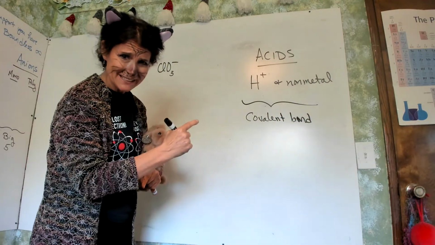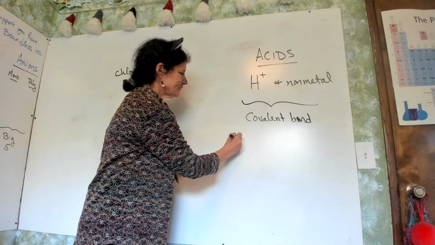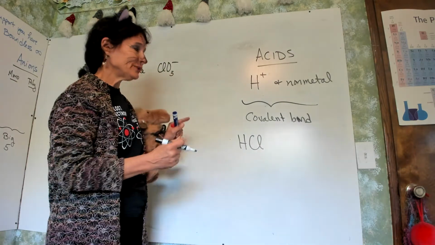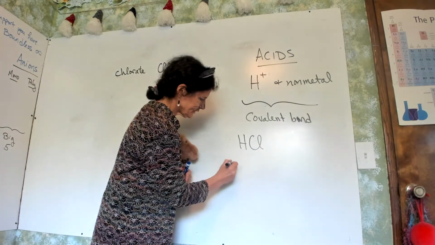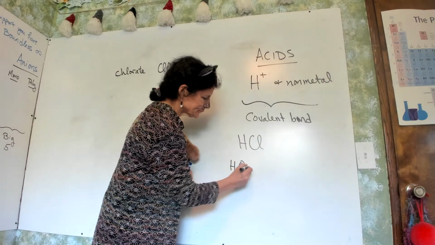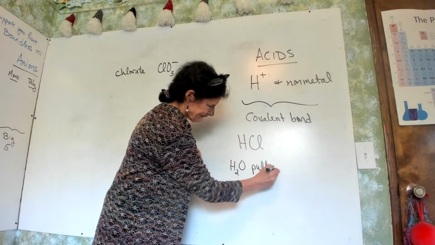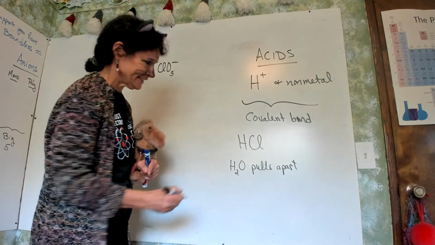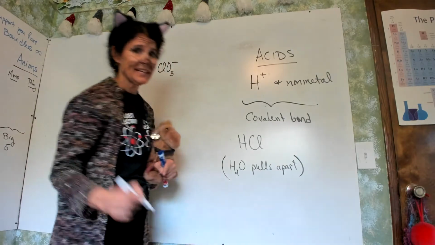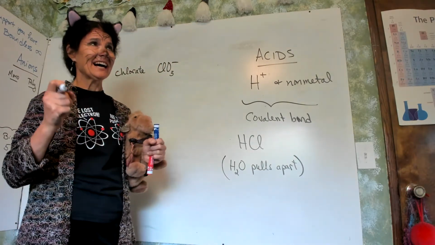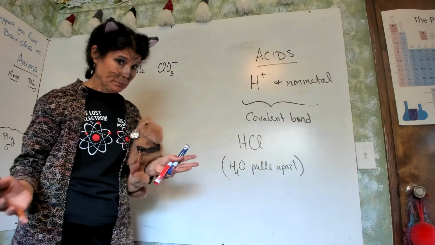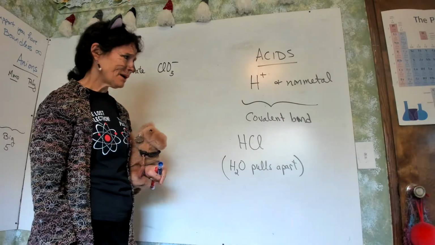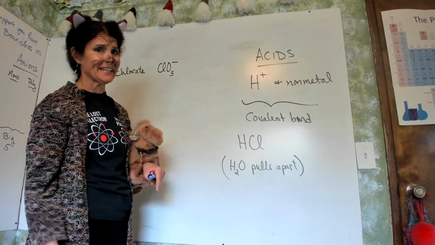However, how do we get the positive? When you have hydrogen and chlorine, hydrochloric acid, you need the water. Water, H2O, pulls apart. It cannot do this to anything else that is covalent, but the water pulls it apart. As opposed to ions that actually ionize, they just come apart. The acid needs the water to pull it apart.